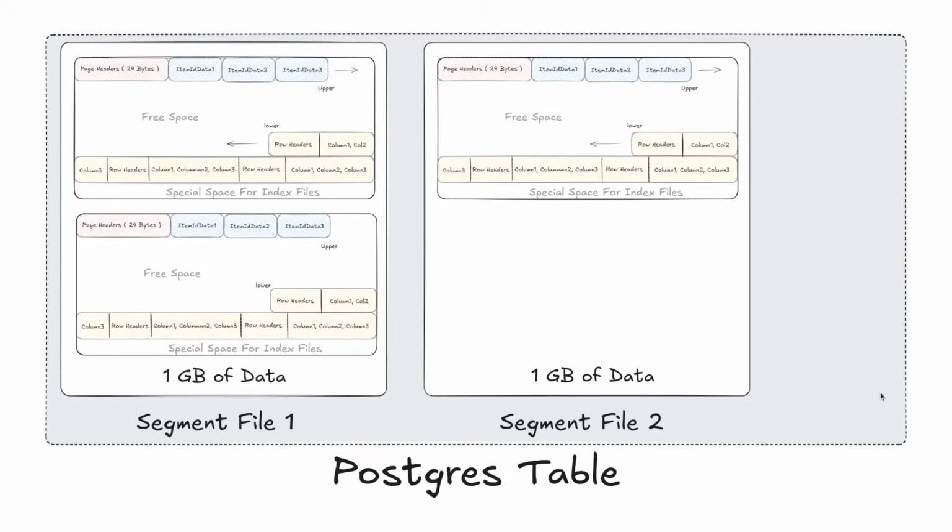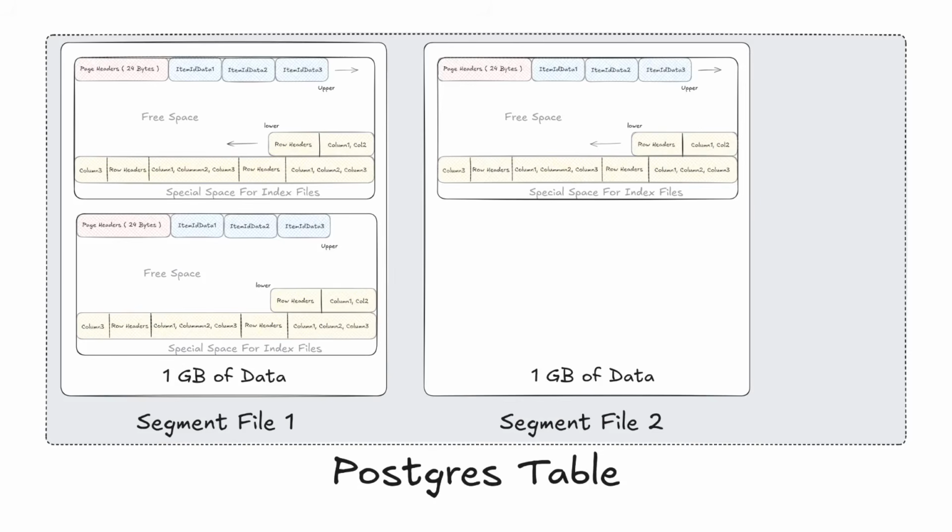Whatever data we store in Postgres, we store it in tables, and the tables are stored in some files. We call these files segment files. Each segment file has a maximum size of 1 GB, although this is configurable. So if your table grows beyond 1 GB, for the next 1 GB, Postgres will create another segment file. Then for the next 1 GB, it will create another segment file and so on. We can see these files in our file system.